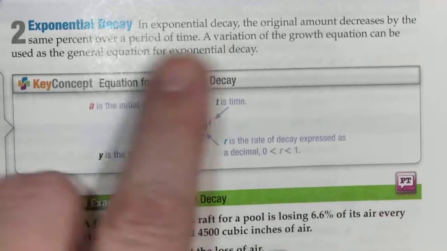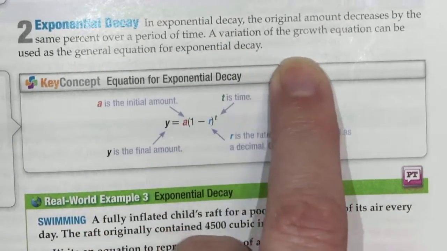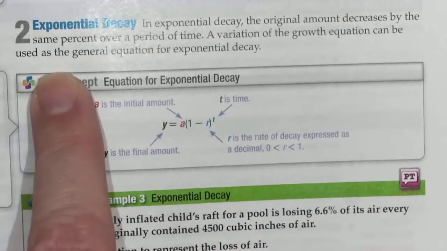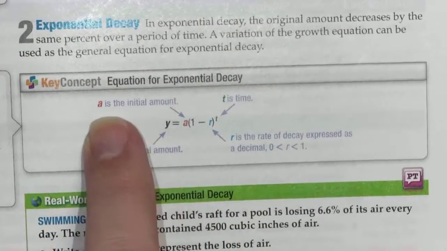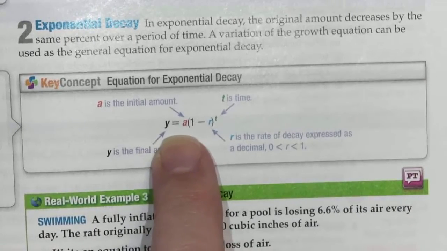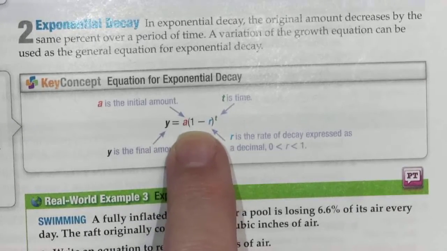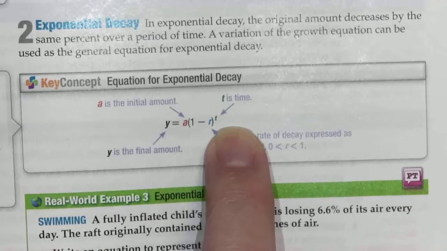Okay. So exponential decay, and a variation of the growth equation can be used as a general equation for exponential decay. It looks very similar to the original one we had for exponential growth, doesn't it? Y equals A times the quantity 1 minus R, instead of plus R, to the t power.